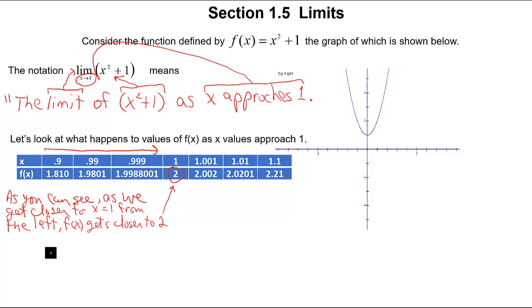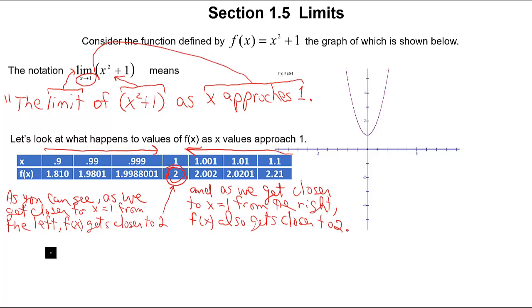Now if I come in from the right side of 1, in other words, numbers slightly bigger than 1 but increasingly closer to 1, for instance, going to the far right, if I take x to be 1.1 and then move one step to the left, I get 1.01, and then move again, I get 1.001. And you can see that the function values, reading from right to left, go from 2.21 to 2.0201 to 2.002, increasingly closer to the number 2.